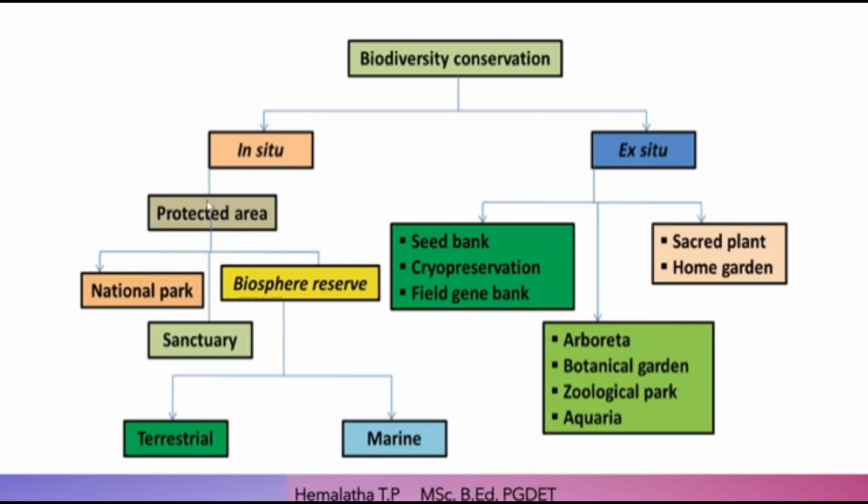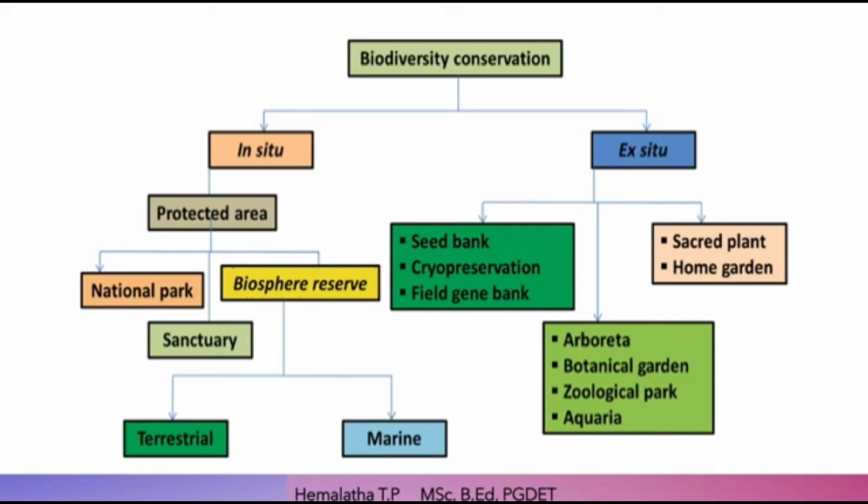In situ conservation includes protected areas like national parks, biosphere reserves, and sanctuaries. These are some examples of in situ conservation, where the conservation of the organism happens within the location. Wherever the organisms are living, in the same place the conservation is done. Such conservation is called in situ conservation. If the organisms are conserved outside the original habitat, that is called ex situ conservation.